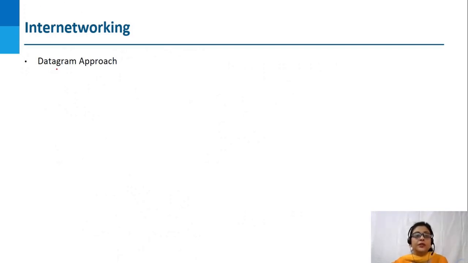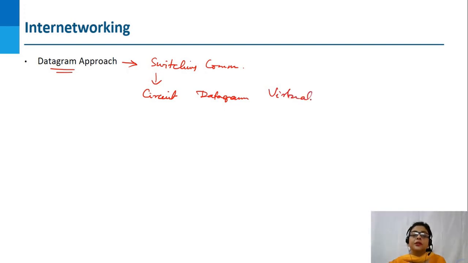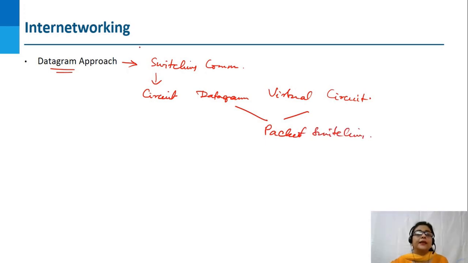Now, we have earlier learned about the datagram approach. This was taught in the switching communication part. There are three different types of switching communication. One is called circuit switching. The second one is called the datagram approach, and the third one is called virtual circuit switching. Now, virtual circuit switching and the datagram approach together are known as packet switching. The internet uses the datagram approach to send packets over the internet from one source to the destination.